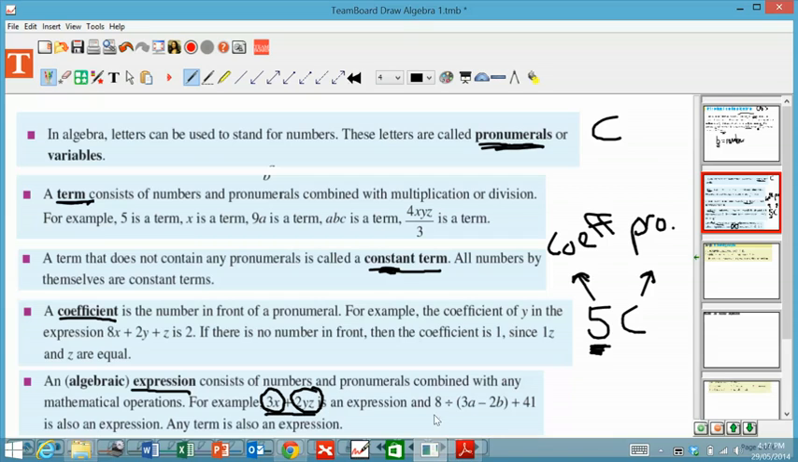This is also an expression. There are a number of terms, a couple of constants in there, that make up this expression: 8 divided by 3a minus 2b in brackets plus 41. That is an expression. So make sure you understand all those. Make sure you write a definition for pronumeral, term, constant, coefficient, and expression into your books. If you need to, pause the video now, get your book out and write them in.